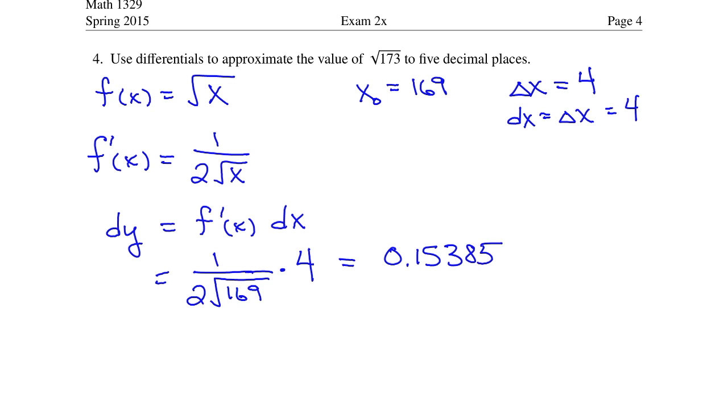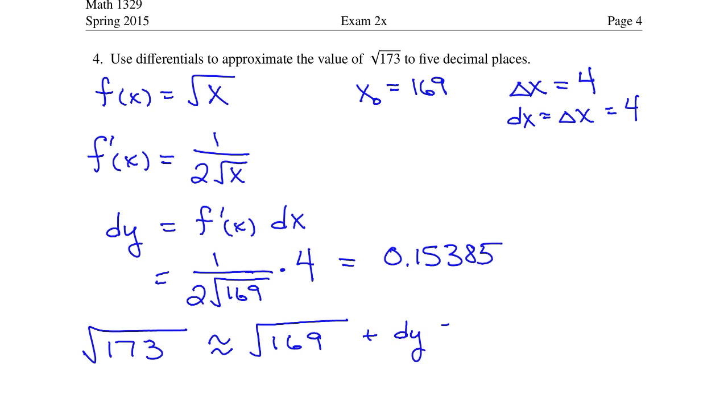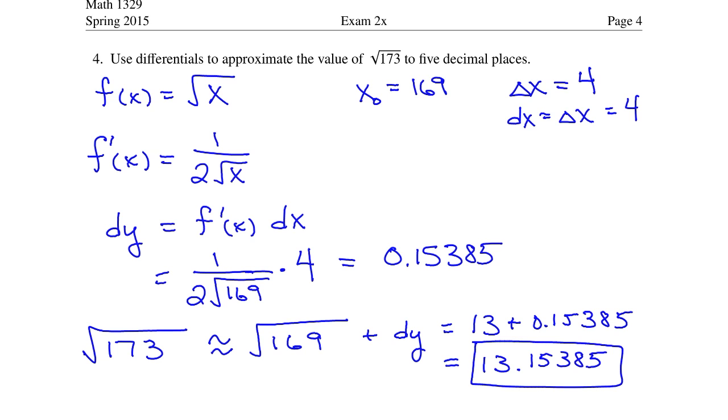0.15385. And then that tells me that the square root of 173 is approximately the square root of 169 plus my dy, which gives me 13 plus 0.15385, which is 13.15385. Remember, the goal here is to use differentials to approximate a value, not to find the actual value.